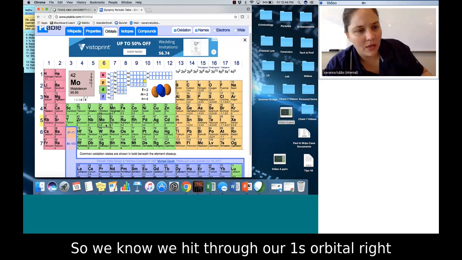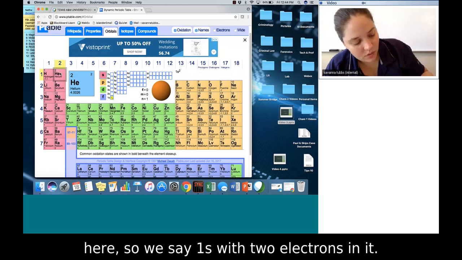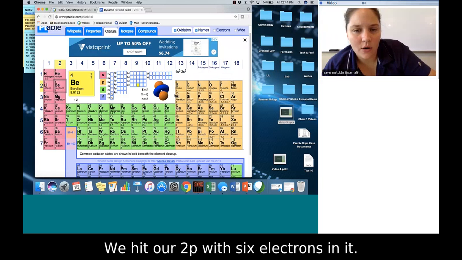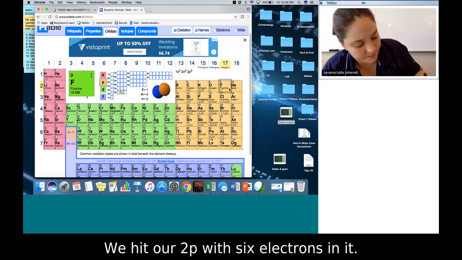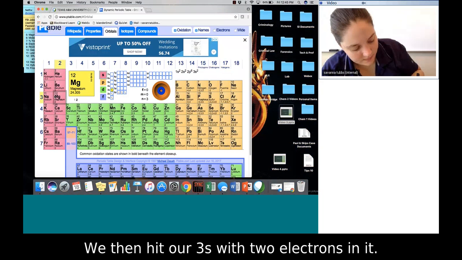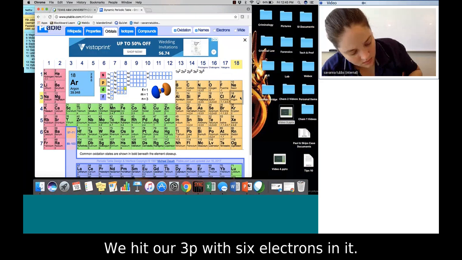So we know we hit through our 1s orbital right here. So we say 1s with 2 electrons in it. We then go to our 2s with 2 electrons in it. We hit our 2p with 6 electrons in it. We then hit our 3s with 2 electrons in it. We hit our 3p with 6 electrons in it.